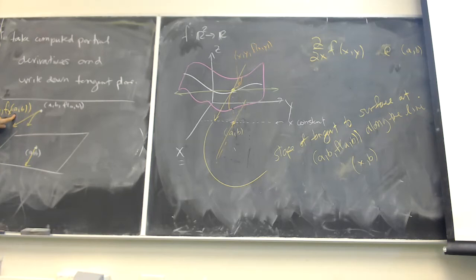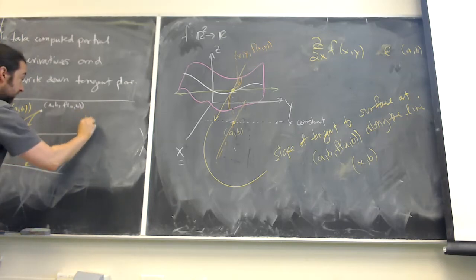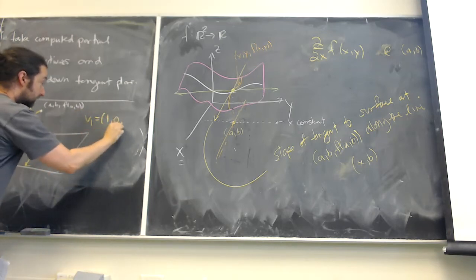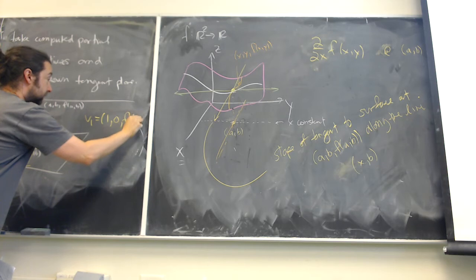And this is kind of abstract here, but the idea is a partial derivative can be used to find the vector that determines that tangent line, if I think of this as a slope. So one vector in the plane, v1, is equal to (1, 0, fx(a, b)).